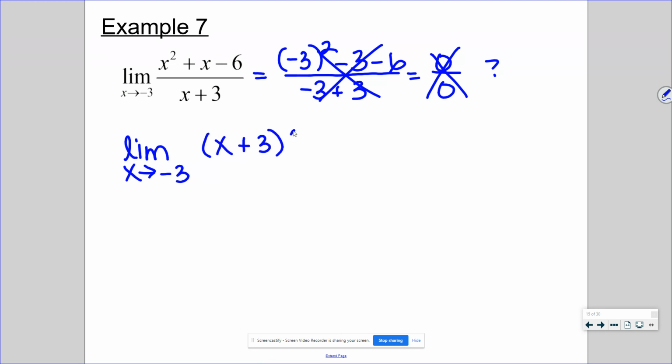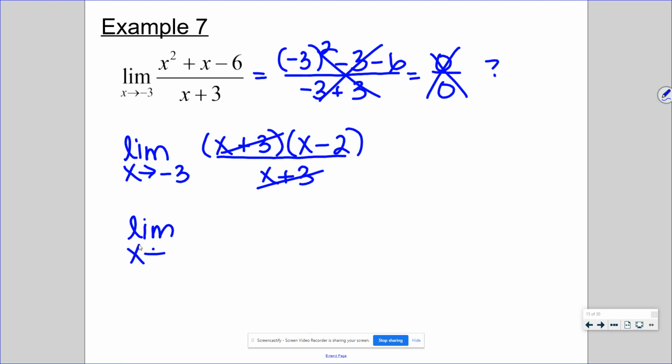Okay, factoring the top, I would need, is this right? x plus 3 times x minus 2? I think so. Yeah. So we're going to cancel the x plus 3's, and we're going to take the limit of the simplified function, which is x minus 2. And I can plug and chug into that, and I would get -5. Okay?